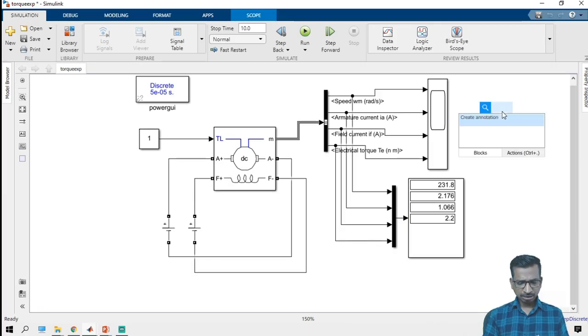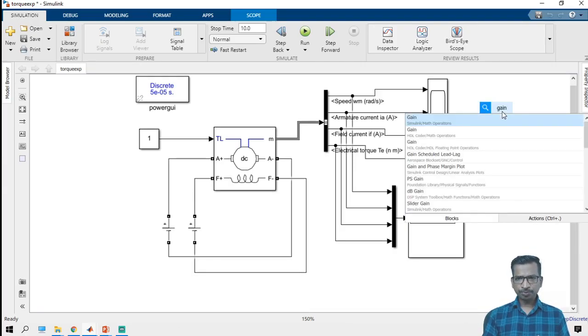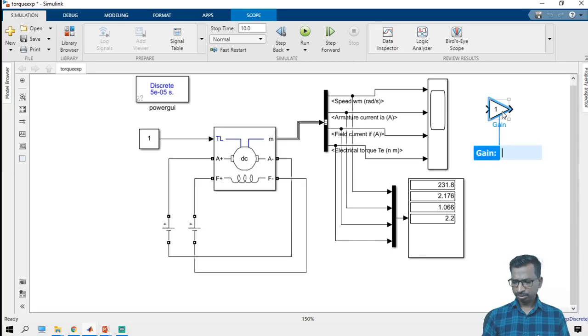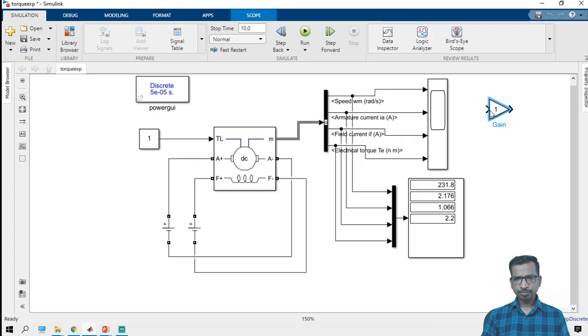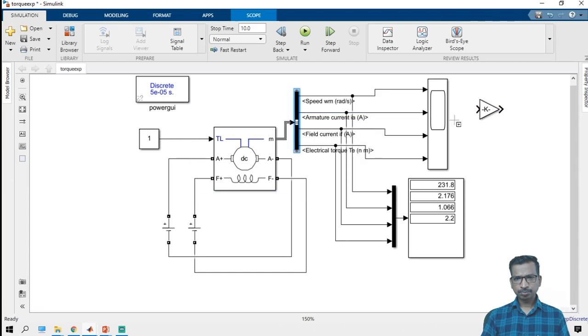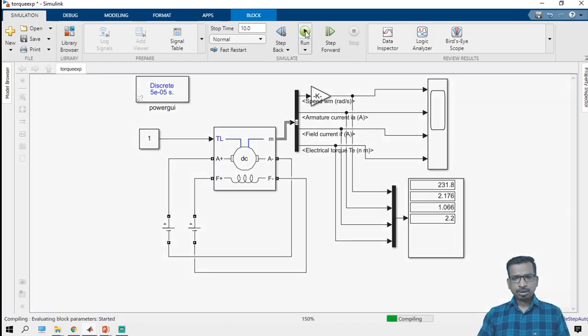So just to convert to RPM value, multiply by 30 by pi. 30 by pi. So this is called RPM. So for 1 Newton meter, the motor is running at about 2200 RPM. So this is called no load speed.